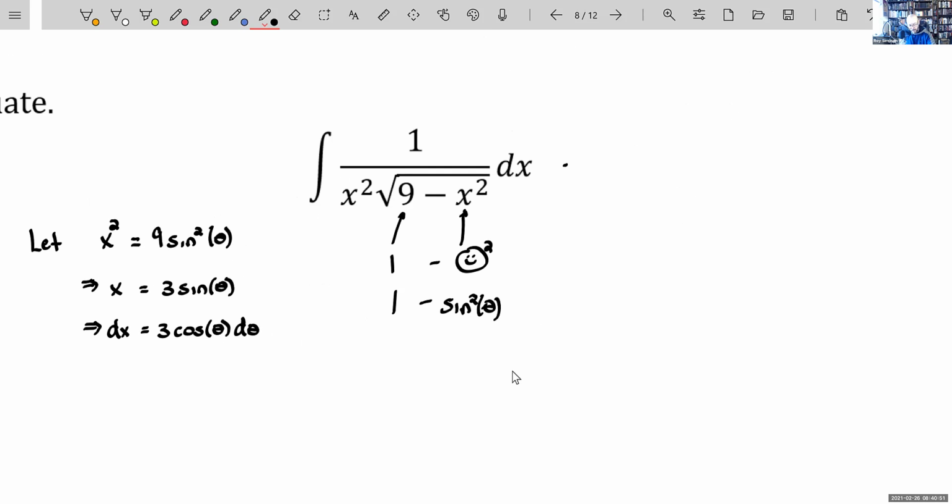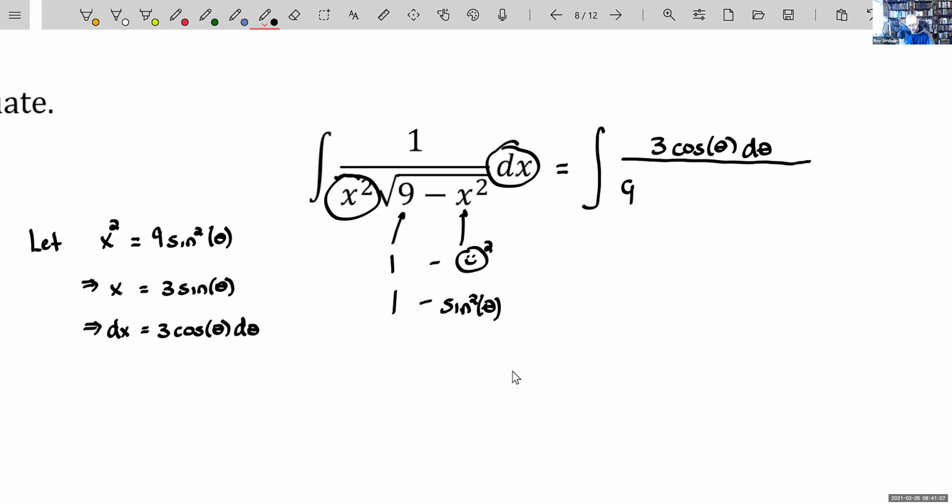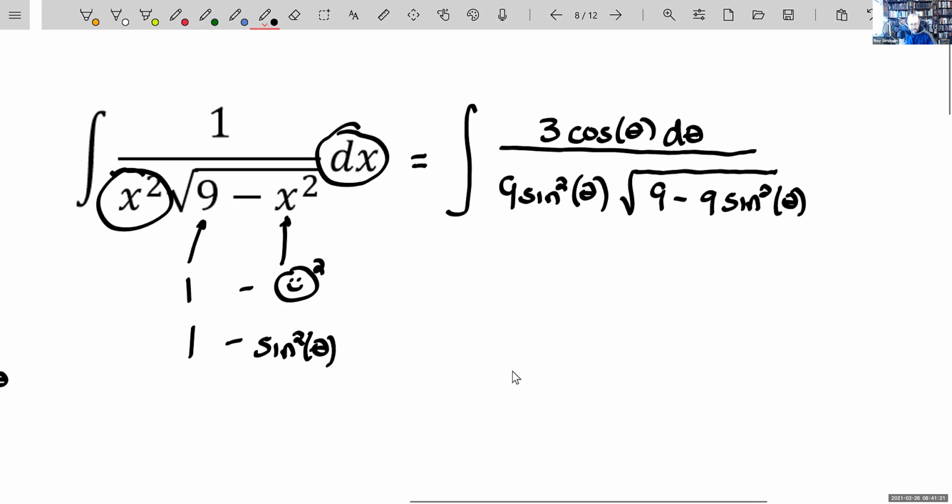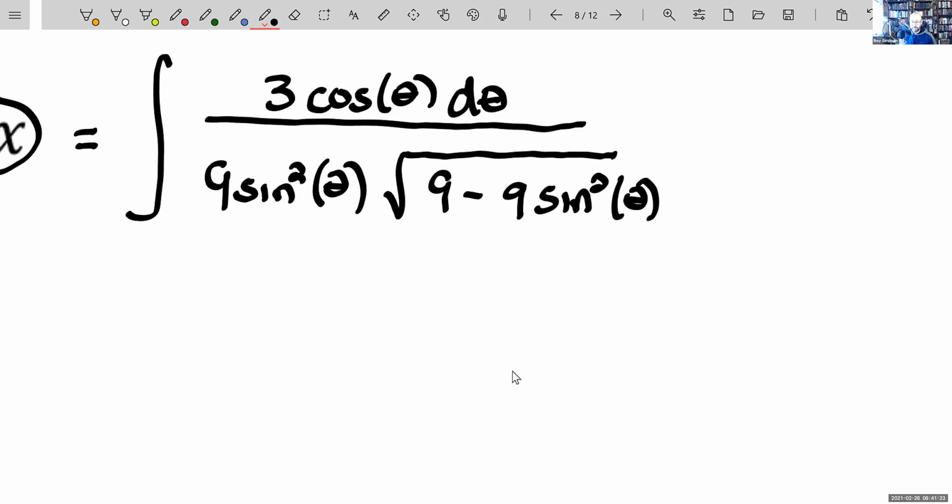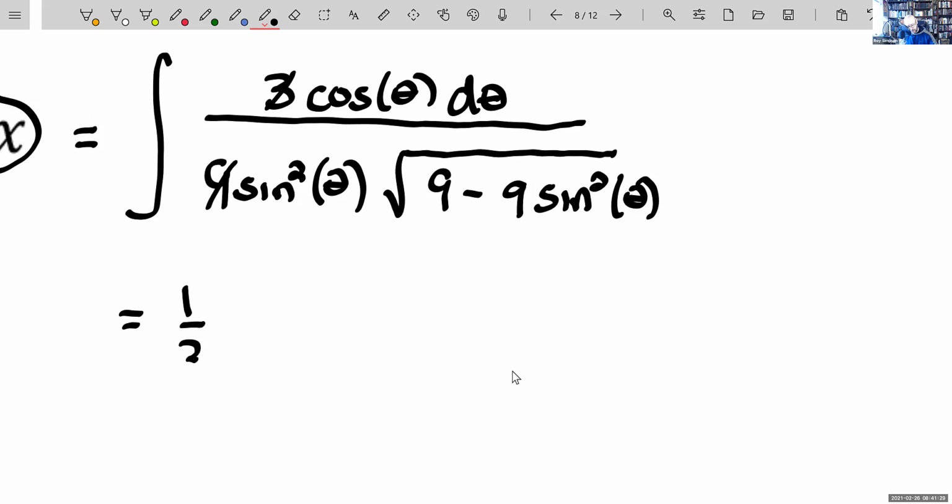We have everything we need. This actually happens kind of quickly, I think. Let's see, dx, we're going to swap that for 3 cosine of theta d theta. X squared, well, that's 9 sine squared of theta. And then we have the square root of 9 minus x squared, which again was 9 sine squared of theta. We have transferred into the world of thetas completely. I know 3 goes into 9 3 times, so I'll at least write that 1/3 out front.